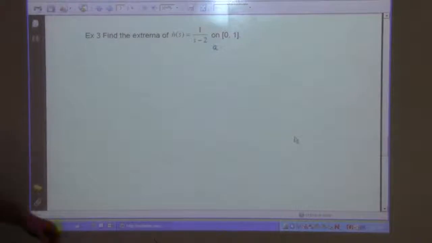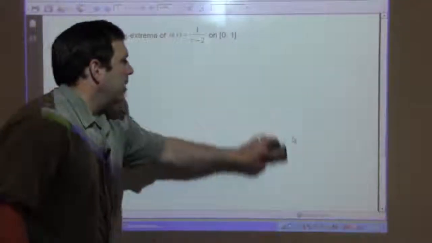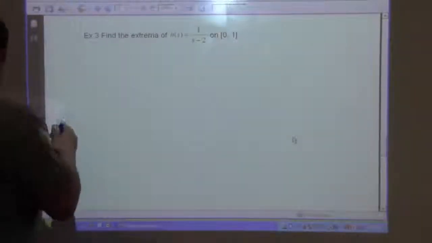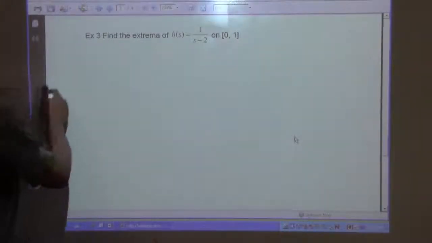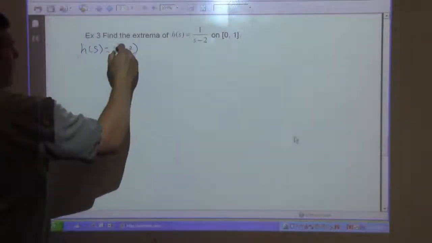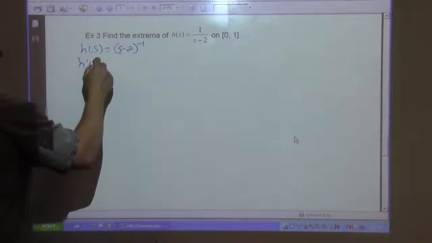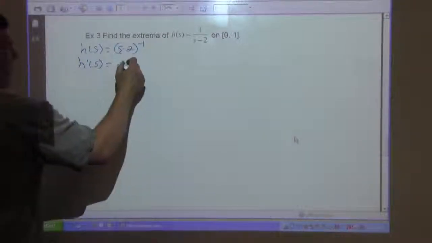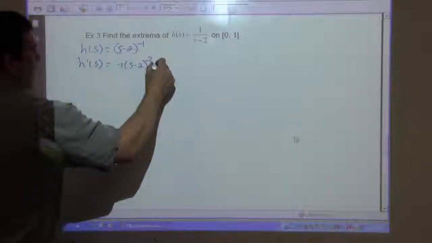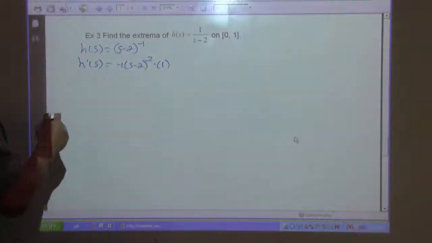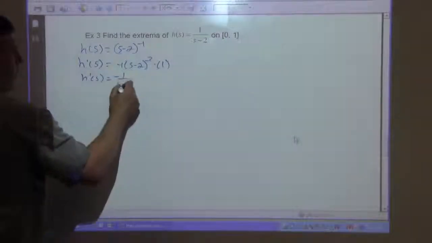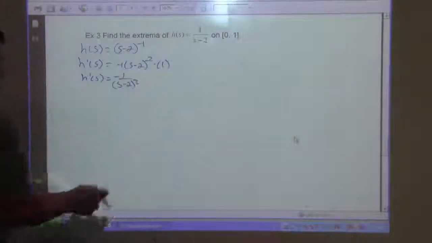Find the extrema of h of s equals 1 over s minus 2 on the interval from 0 to 1. If we think of h of s as (s minus 2) to the negative 1 power, h prime of s is going to be negative 1 times (s minus 2) to the negative 2 power times just the 1 from the derivative of s. So h prime of s is going to be negative 1 over (s minus 2) quantity squared.